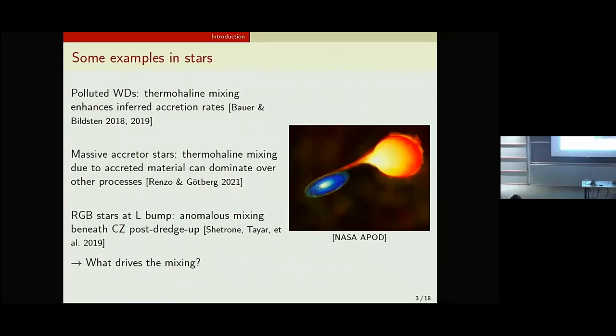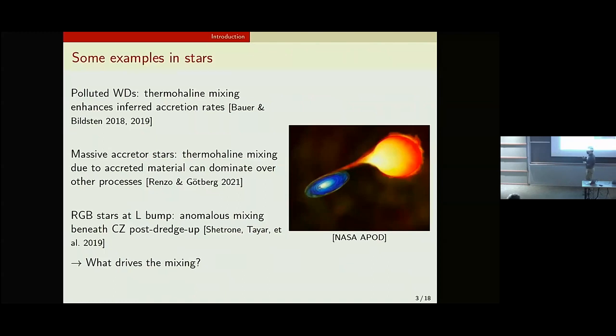There are a few examples in stars where this matters a lot. One of them is polluted white dwarfs. There's some work by Evan Bauer and Lars Bildsten noting that if you look at the pollution of white dwarfs and try to infer the mass accretion rate from, say, an accretion disk, then if you do take thermohaline mixing into account, because it's so efficient, your accretion rate goes through the roof in order to explain the observations if you're going to use a balance like that.